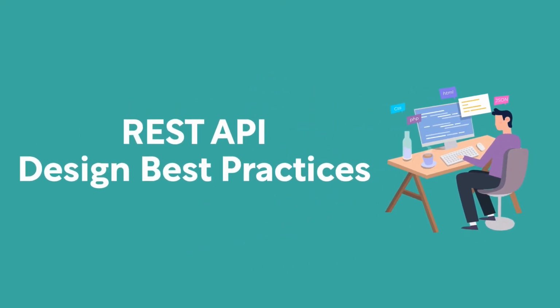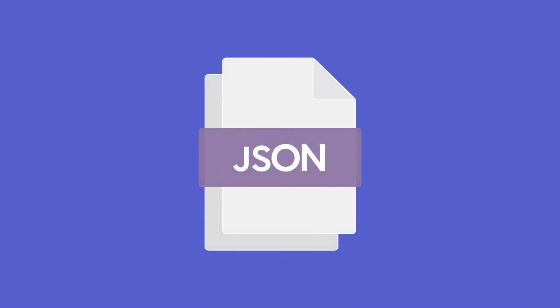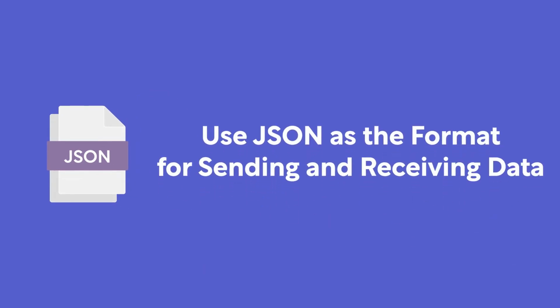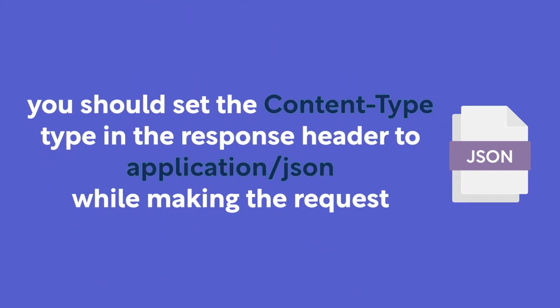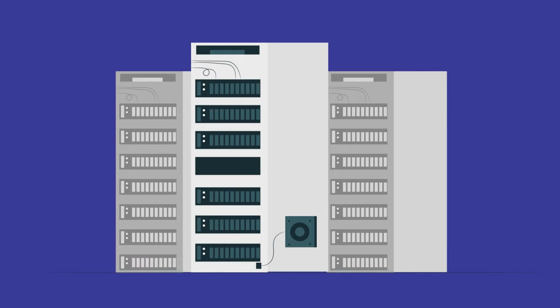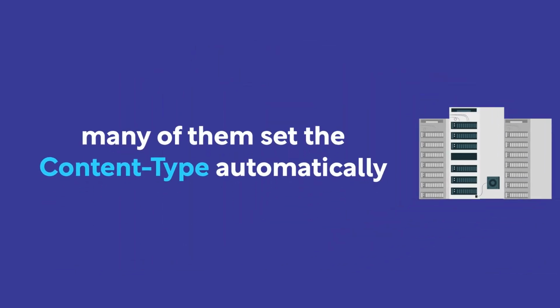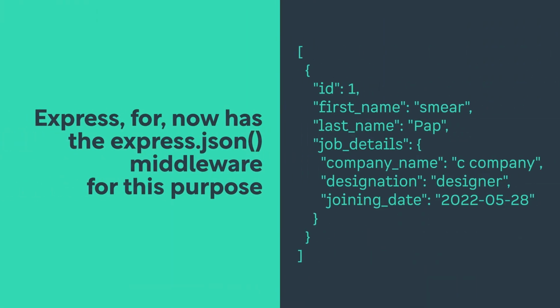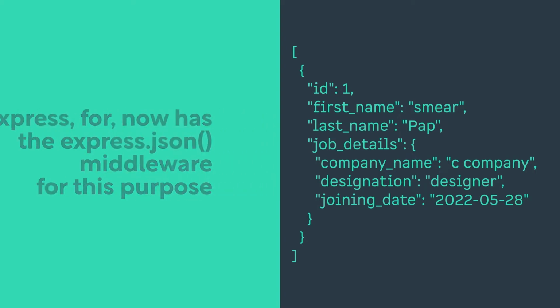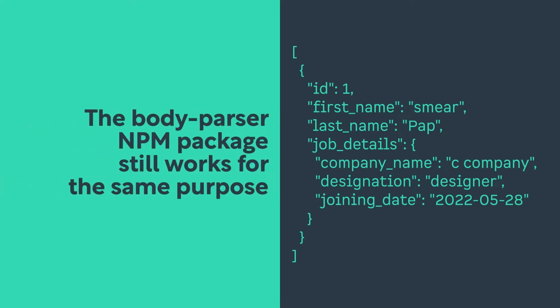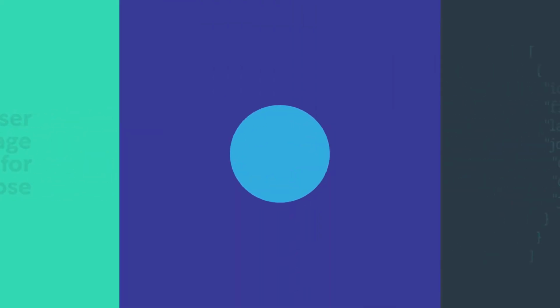REST API design best practices. 1. Use JSON as the format for sending and receiving data. To ensure the client interprets JSON data correctly, you should set the content type in the response header to application/JSON while making the request. For server-side frameworks, on the other hand, many of them set the content type automatically. Express 4 now has the Express JSON middleware for this purpose. The body parser npm package still works for the same purpose, too.